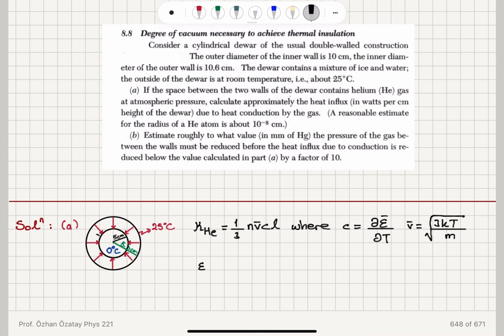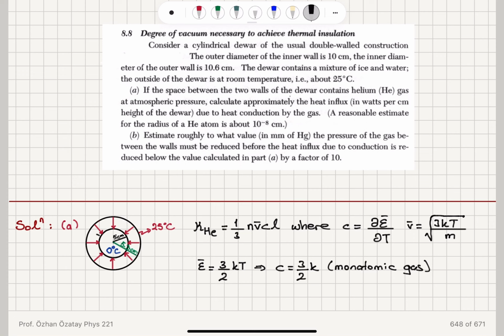Now, what is the mean energy of a single molecule? It's 3 over 2 kT due to the equipartition theorem. It's a monatomic gas, and we have the heat capacity per molecule 3 over 2 k, the derivative with respect to temperature. That's because we have only translational degrees of freedom. So 1 half m vx squared, 1 half m vy squared, 1 half m vz squared, which gives us this 3 over 2 kT due to the equipartition theorem.